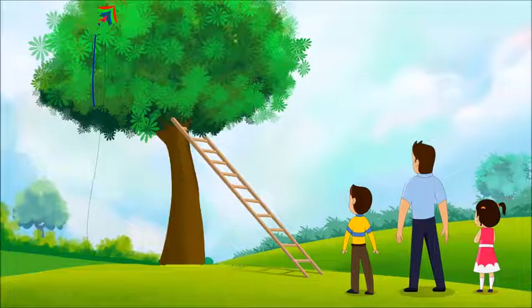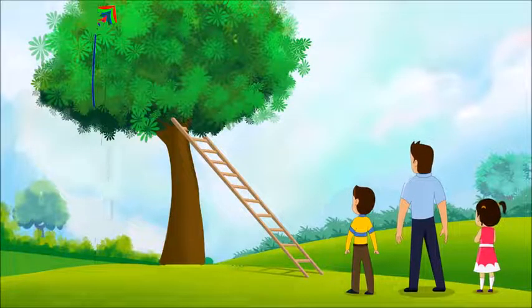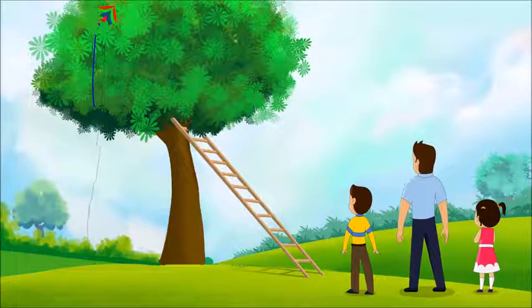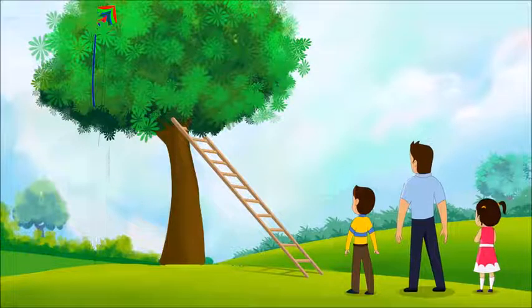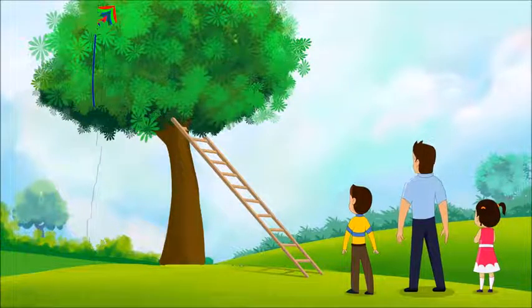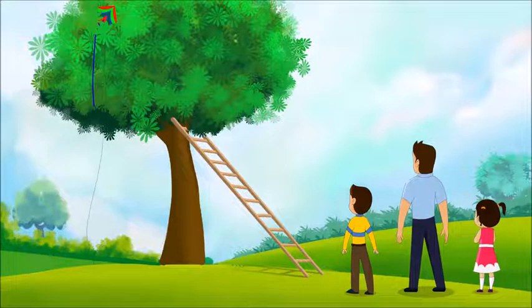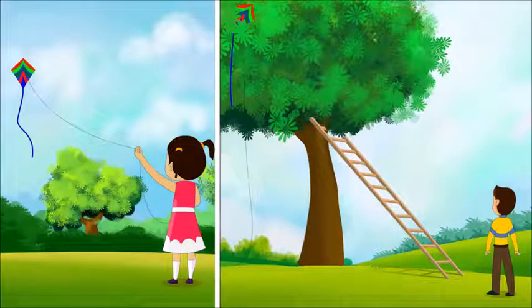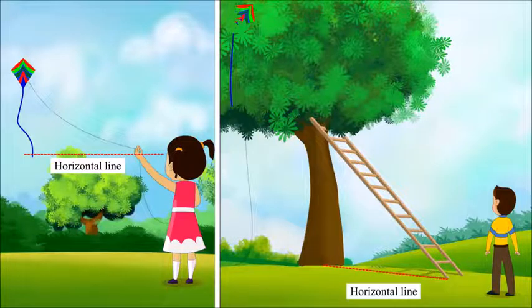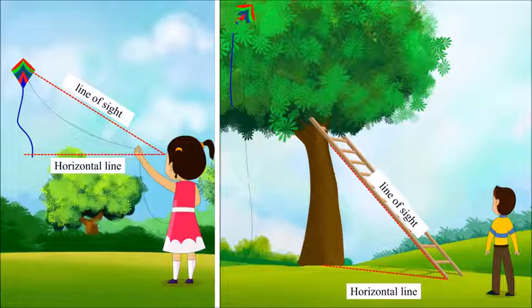Look, Father, the ladder forms an angle with the ground. Yes, Abhi. Do you know any interesting fact about this angle? What interesting fact, Father? An angle is formed between the horizontal line parallel to the ground and the line of sight of any object. We call it the angle of elevation.